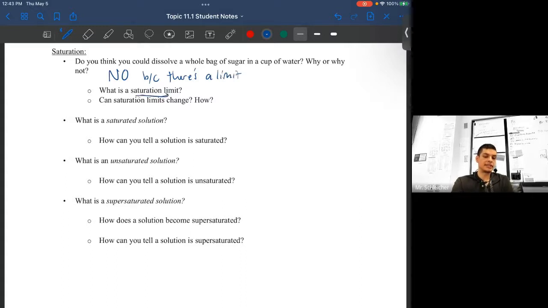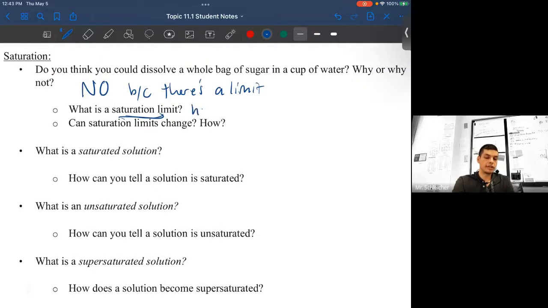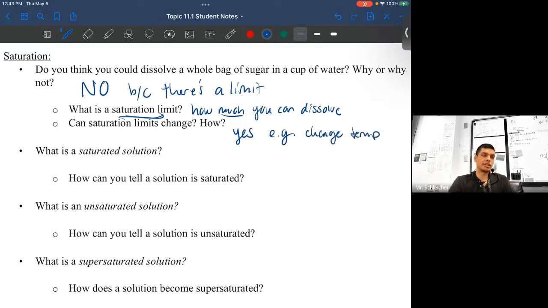The saturation limit says how much you can dissolve, like how much solute can you dissolve in a solvent? It really depends on what materials you're using, what your solute is and what your solvent is. Most of the time we're going to look at saturation limits for water. Now, can saturation limits change? Yes. For example, you can change the temperature and that will change your saturation limit.